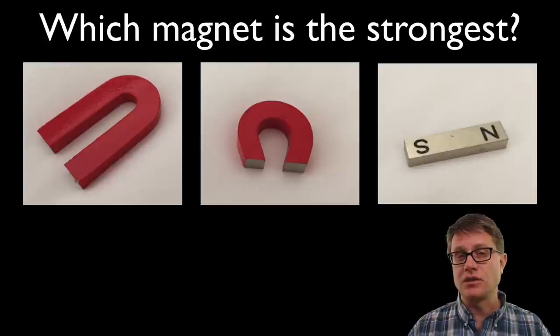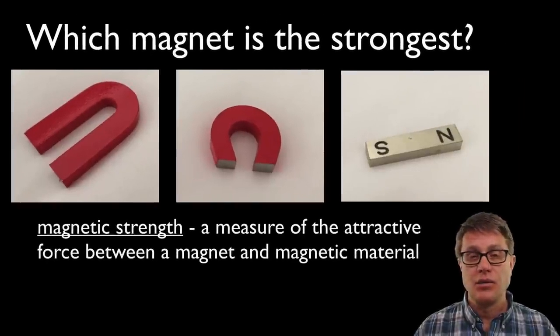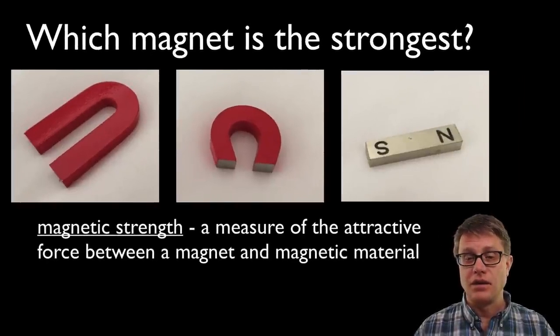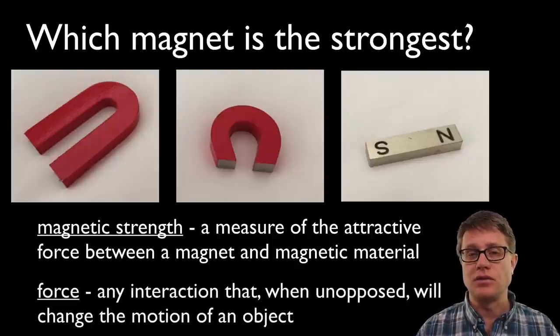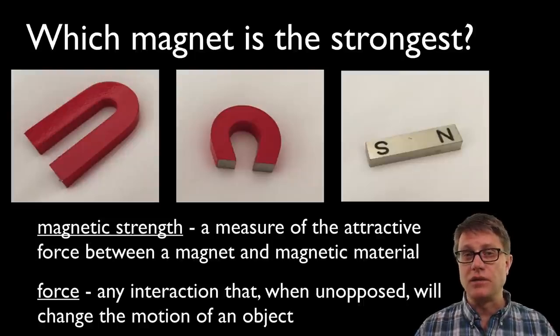The first question they should ask you as a teacher, however, is let's make sure we frame the question and define everything inside it. What is magnetic strength? And if we say it's a measure of the attractiveness or attractive force between a magnet and magnetic material, do we know what a force is? Once we have all of these definitions out there, it's easier for you to do a claim evidence reasoning.